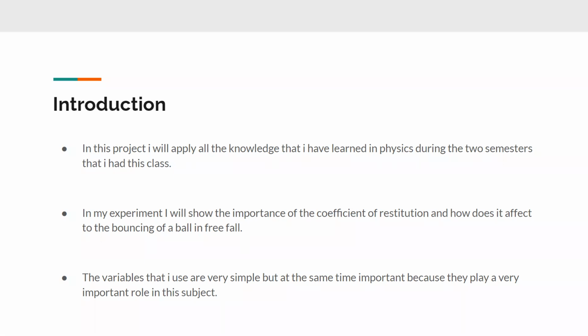And in this experiment, I will show you the importance of the coefficient of restitution and how it affects the bouncing of a ball in free fall. The variables that I use are very simple, but I think they are very important because they play a very important role.